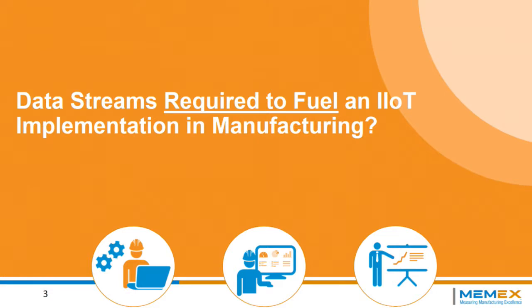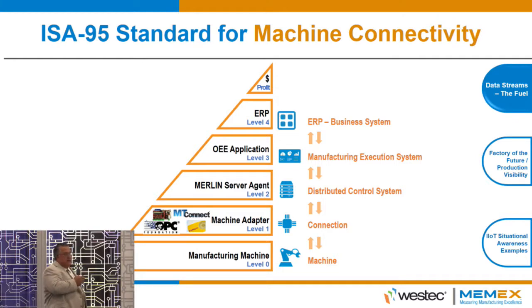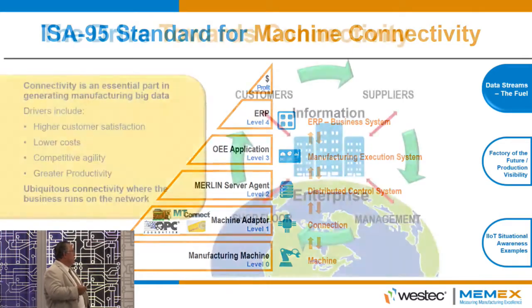So what are the data streams required to fuel an Industrial Internet of Things implementation? If we look at this graphic here, machines are at level 0 and ERP is at level 4. We have a manufacturing execution in between. We have a level 2 distributed control, and we have the actual physical connection. So these are the 5 pieces that are required from an ISA 95 standard perspective. And again, this is all being recorded, so you can get a copy of this online, video-wise. It'll all be recorded with the PowerPoint presentation as well.